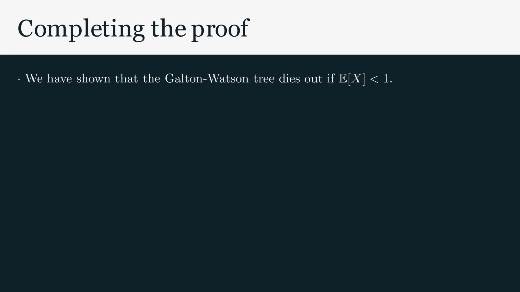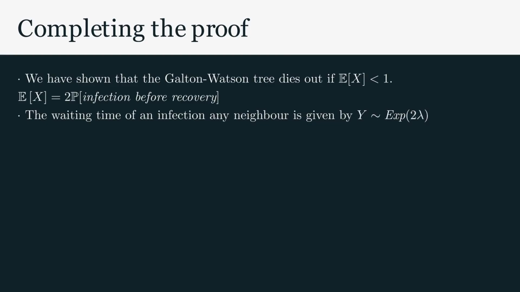To do so, we need to determine this expectation we had. By virtue of our distribution, the expectation is simply 2 times the probability that there's an infection before a recovery. We can determine this probability just by looking at the rates of infection and recovery. We can see that we affect our left and right neighbor both at rate lambda, so the rate at which we infect any neighbor is equal to 2 lambda. We will denote this by y.